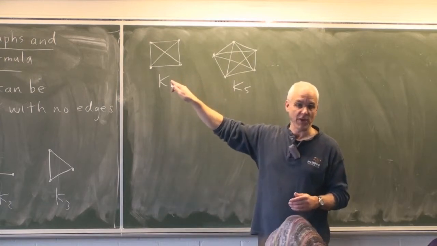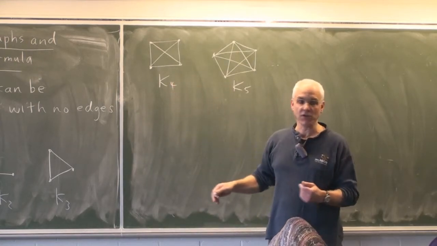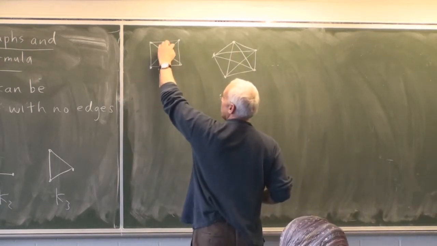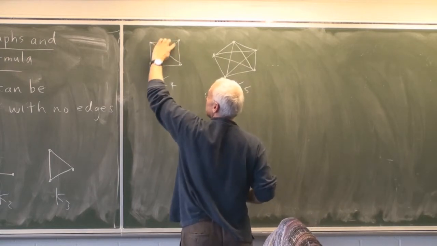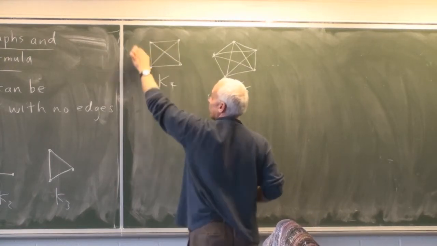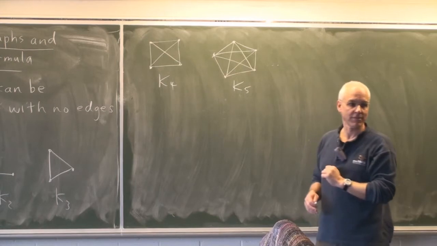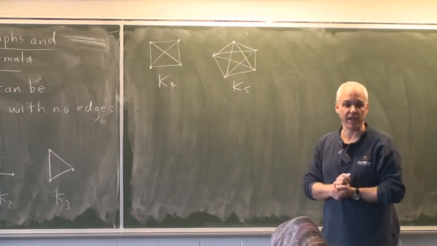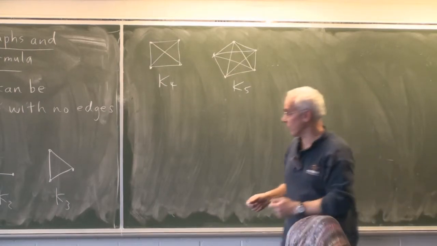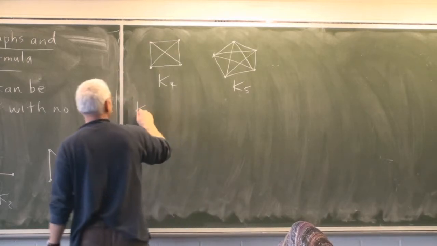K4 doesn't look planar the way I've drawn it there, but it is a planar graph, and you can see that easily just by taking one of these edges and moving it so that instead of going along from here to here, it goes, say, from here to here. K5 is not planar. It's an important example of a graph that's not planar.